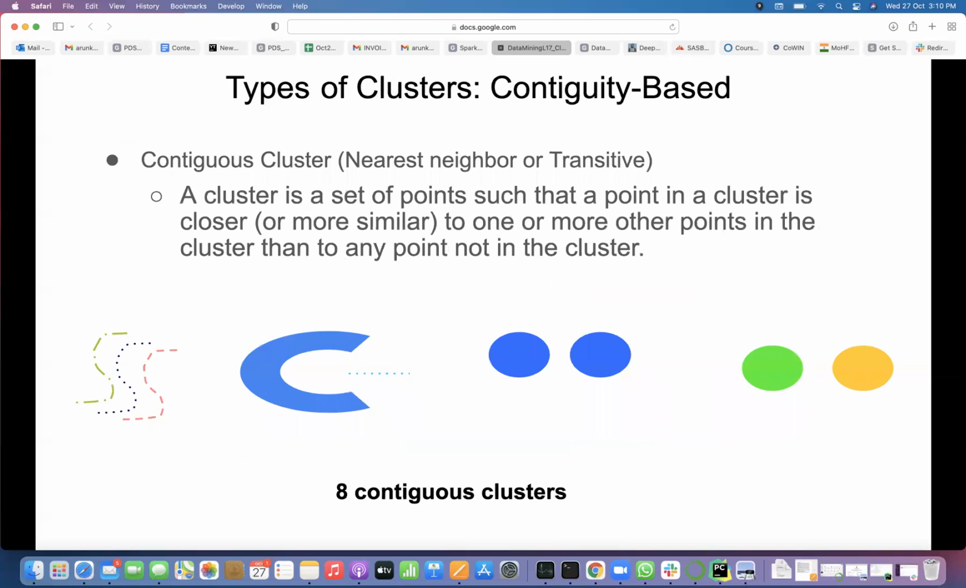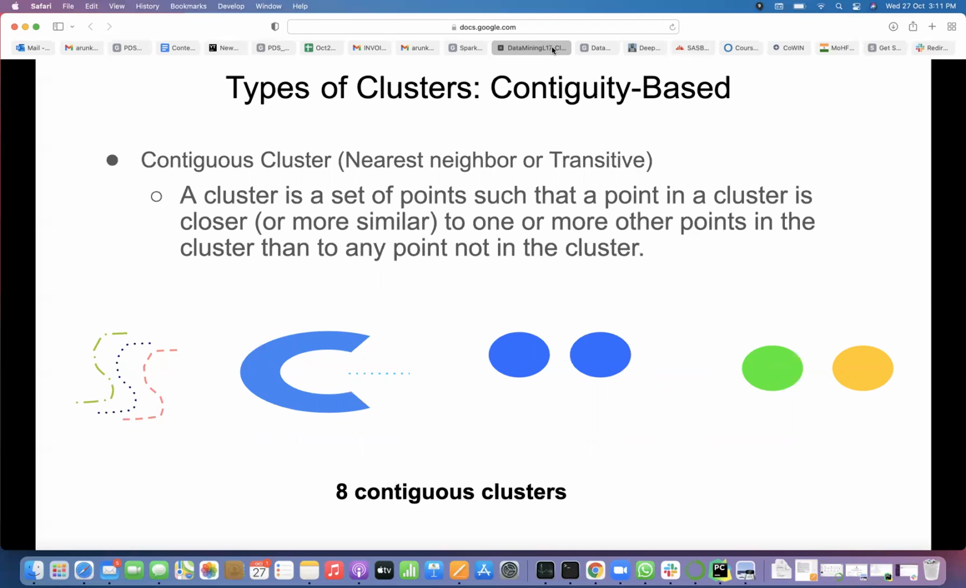This is contiguous clusters. This is also called nearest neighbor or transitive. For a new point, we see what its nearest point is, in which cluster it has the nearest point, and that cluster we assign to the new point. So that is what contiguous means here. A cluster is a set of points such that a point in a cluster is closer or more similar to one or more other points in the cluster than to any point not in the cluster.